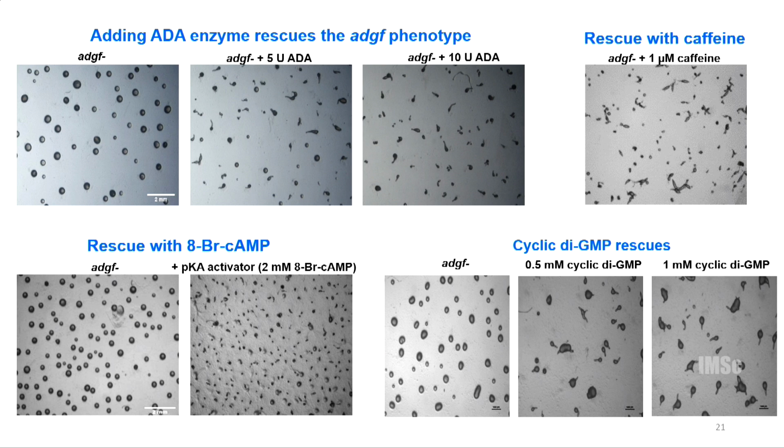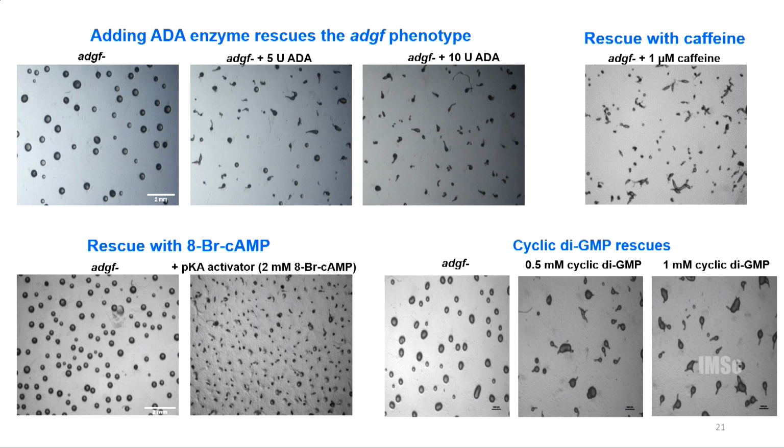This is also getting rescued with caffeine. What does caffeine do? Caffeine is an antagonist of adenosine, and that is also getting rescued. And this is 8-bromo cyclic AMP, a stable form of cyclic AMP which gets into the cell and stays for a longer period of time. That is also getting rescued. So this already suggests that cyclic AMP is the main player. And cyclic di-GMP also rescued.